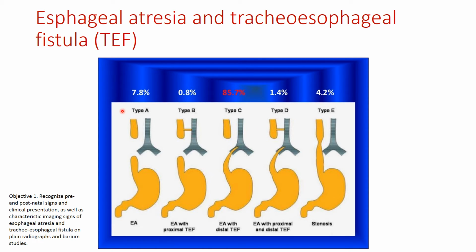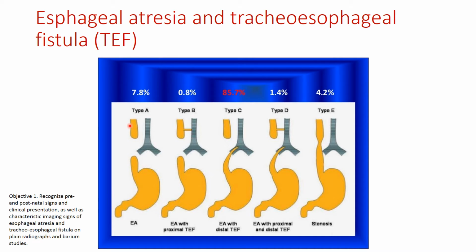Now, I don't care specifically if you memorize what is type A, what is type B, and so on. But what I do care is that you understand the physiology behind this and how this presents on x-rays and how we can determine the type of fistula and esophageal atresia that is present on a child's study. So type A, the first type, is just esophageal atresia without a fistula. And by esophageal atresia, what we mean is the mid portion of this esophagus just has not formed.